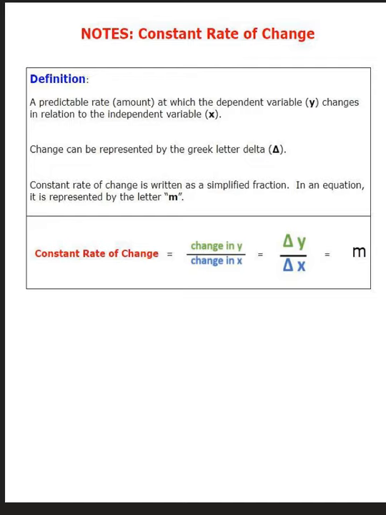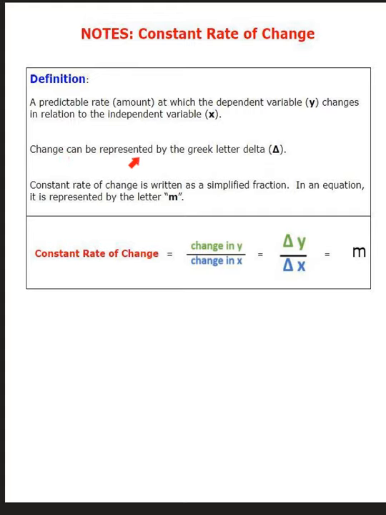Constant rate of change. So we've got some definitions here. It says a predictable rate or amount at which the dependent variable changes in relation to the independent variable. So a predictable rate would be when something changes by that same amount every time. So that's what it's constantly changing by.